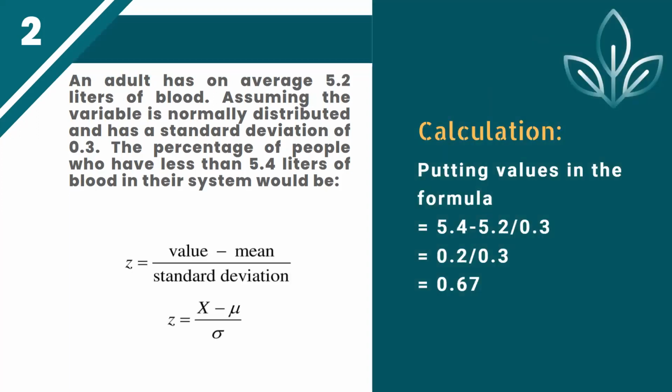This is the formula that I have told. Z is equal to value minus mean divided by standard deviation, and putting the values in the formula, 5.4 minus 5.2 divided by 0.3 is equal to 0.67.